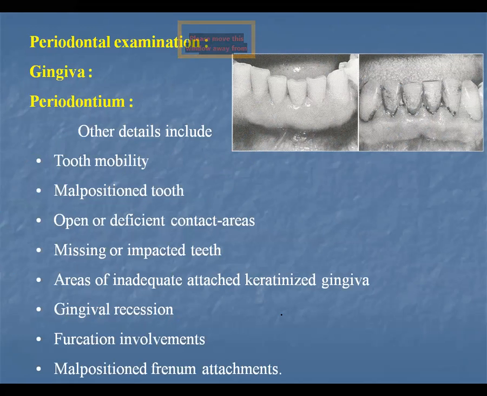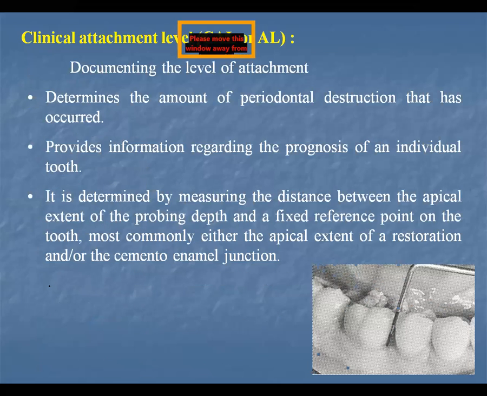The first one is the gingival evaluation. We check for tooth mobility, malposition of the tooth, open and deficient contacts. Any missing or impacted tooth present, and areas of inadequate attached keratinized gingiva. If it is inadequate, we don't start with the fixed partial denture. We have to correct the periodontal condition of the patient, and then we start again. So these are the periodontal evaluation.